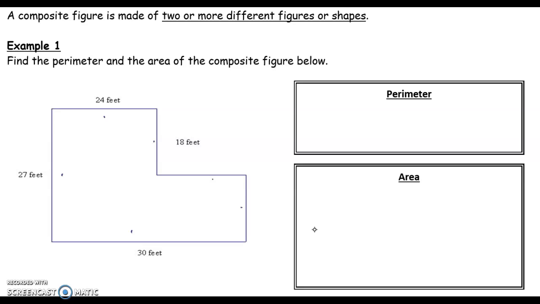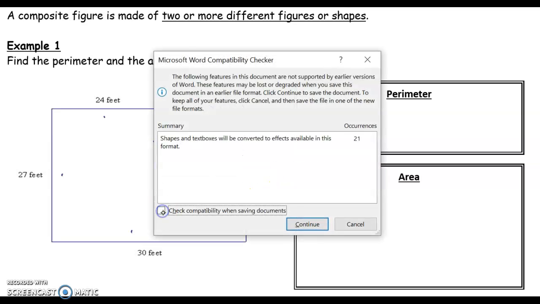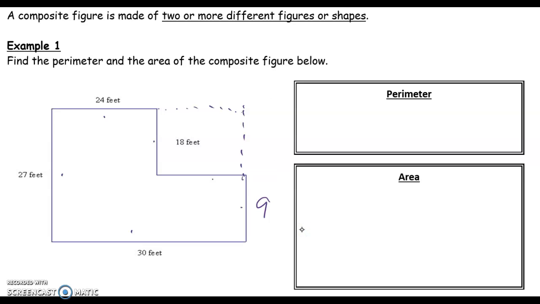to each other. So I can imagine extending this line like that. And see how this is 27? That means this is 27. But this here is 18. So this value for this piece would be 9. So we have 27. This piece is 9 because the other one is 18.